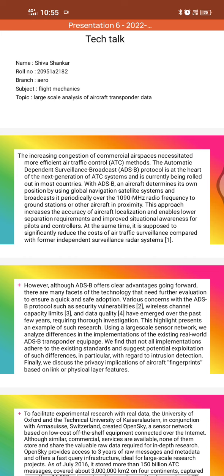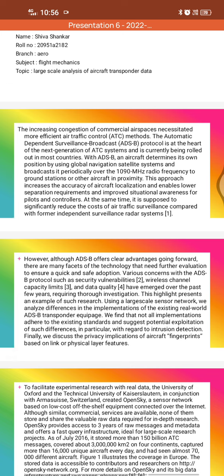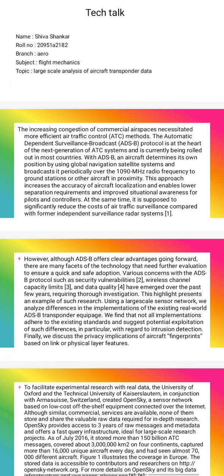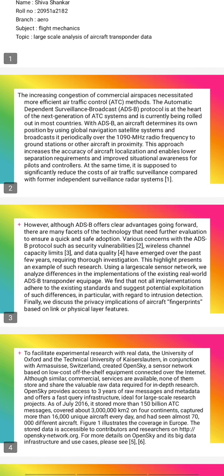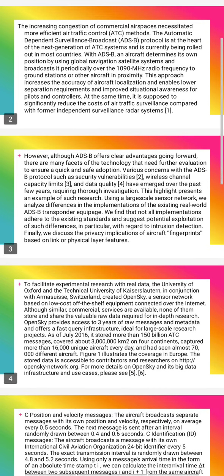With ADS-B, an aircraft determines its own position by using a global navigation satellite system and broadcasts it periodically over the 1090 megahertz radio frequency to ground stations or other aircraft in proximity. This approach increases the accuracy of aircraft location and enables lower separation requirements and improved situational awareness for pilots and controllers. At the same time, it is expected to significantly reduce the costs of air traffic surveillance compared with the former independent surveillance radar system.